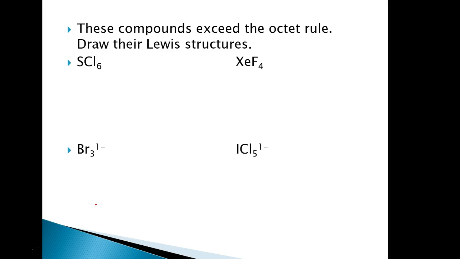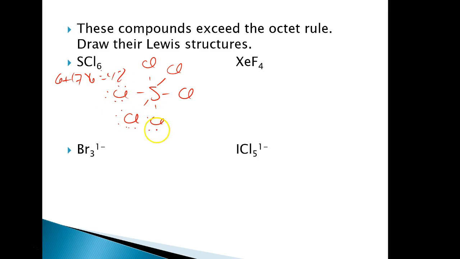So draw the Lewis structures and we'll talk about them. So SCl6, 6 plus 7 times 6 is 48. S is in the middle. Put the Cl's around the outside. And again, it's got 6 chlorines, so I've got to put them on the center atom. So Cl here, Cl there. Give everything 8. Takes a long time. And adds up to 48.